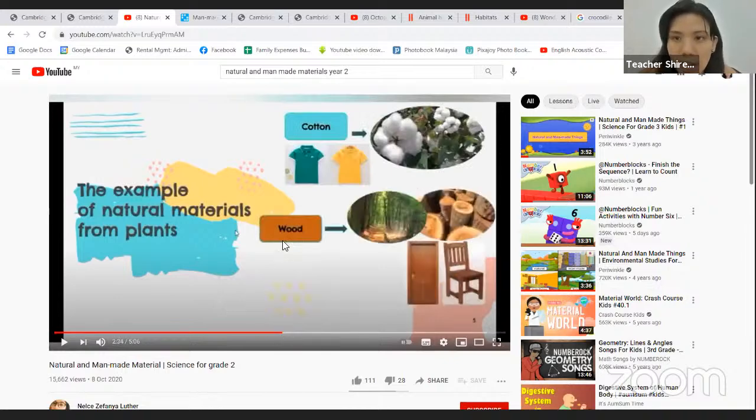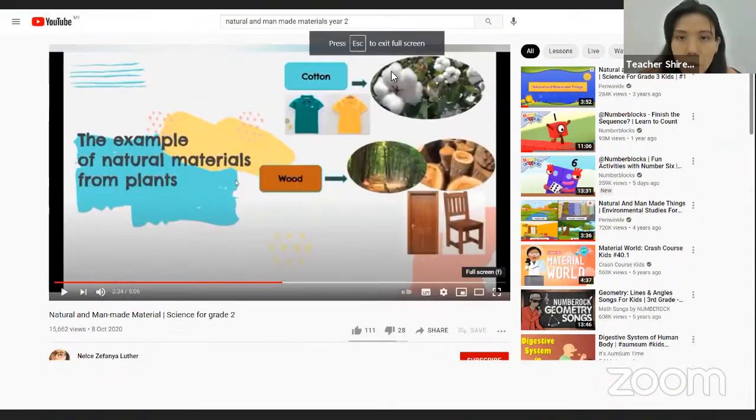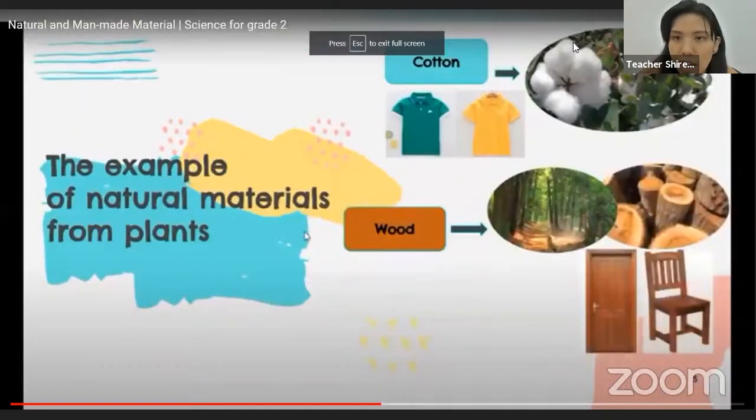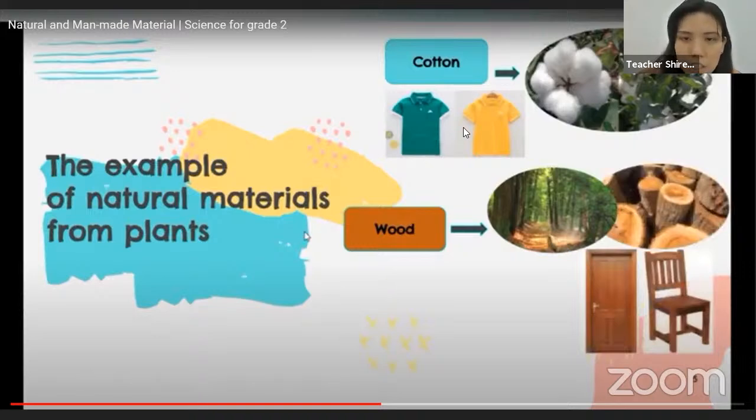Like plants, from the tree we cut wood bark. The wood bark, we cut away all the other sides and process it. That's how we combine different woods together to become our furniture. Same thing, we take cotton from the flower. Then we make it into string. And then eventually we turn it into t-shirts.